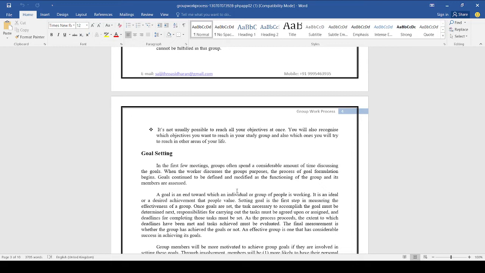As we all know, a goal is an end. All the individual members involved in the group work practice are working for goal attainment. That means it is a desired achievement. It is a very important phase also. Setting a goal is the first step in measuring effectiveness.